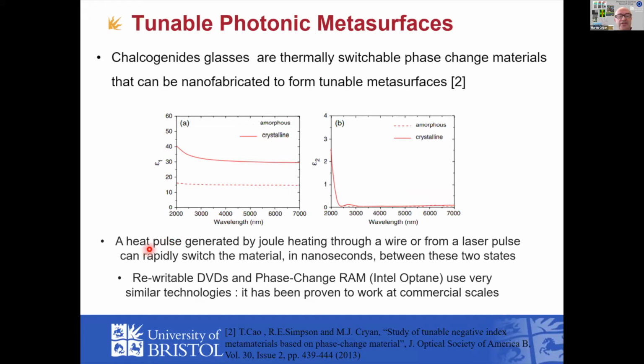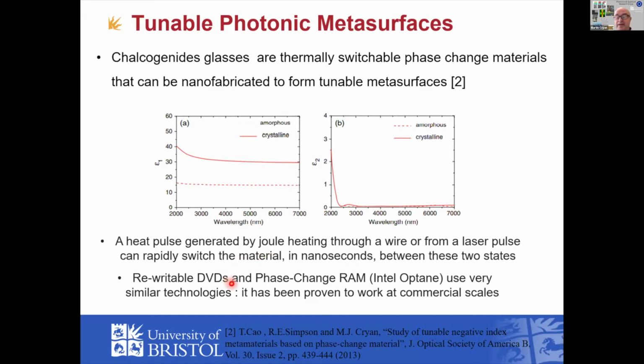You can do that generally in two ways. You can use Joule heating in thin wires: put a pulse of current in a wire, it will generate heat and you can change the state. Or a lot of people use laser pulses. The most elegant approach is electrical switching, because again, that maps into the whole idea of silicon chips and PCBs and things like that.